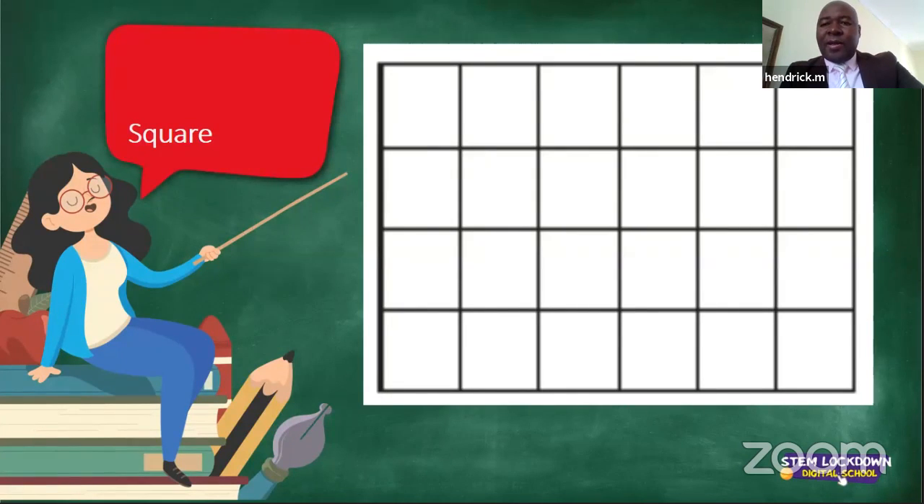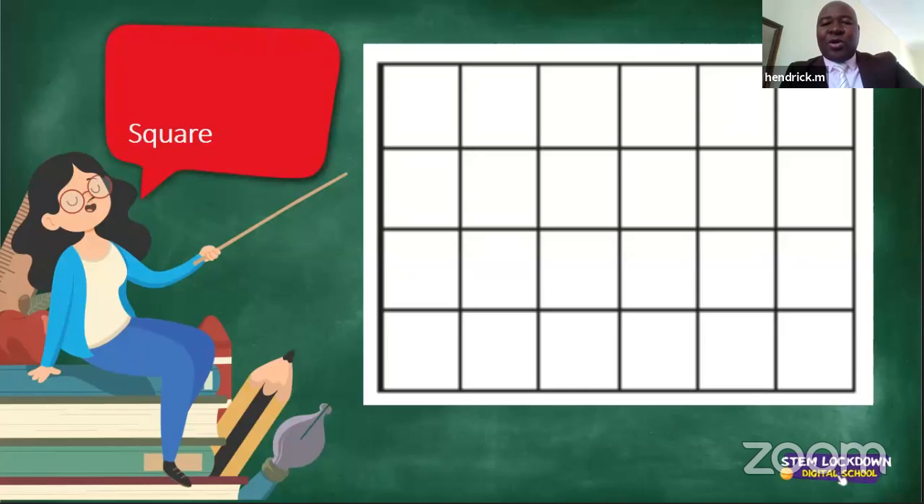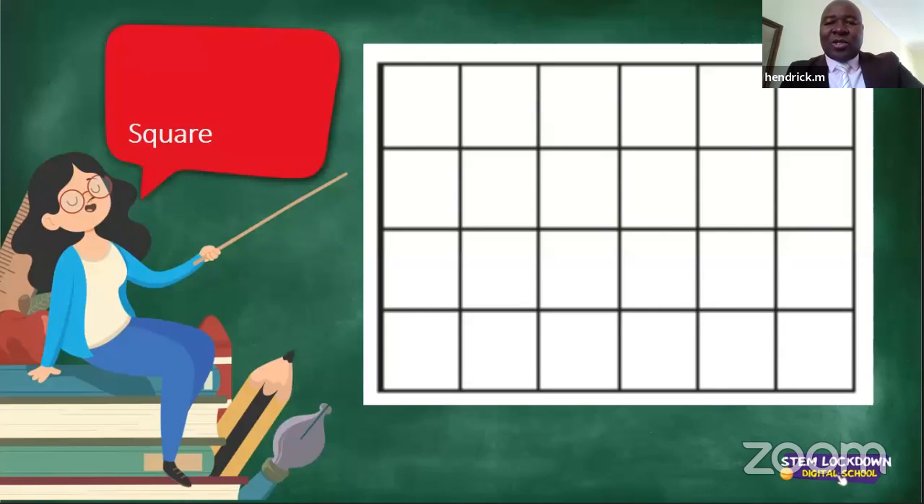Yes, Mushuri? 24. 24 square units. Yes, 24. How do you know? I counted all of them. You just counted all of them. Yes, exactly. So there are 24 square units which make up the area of the rectangle.